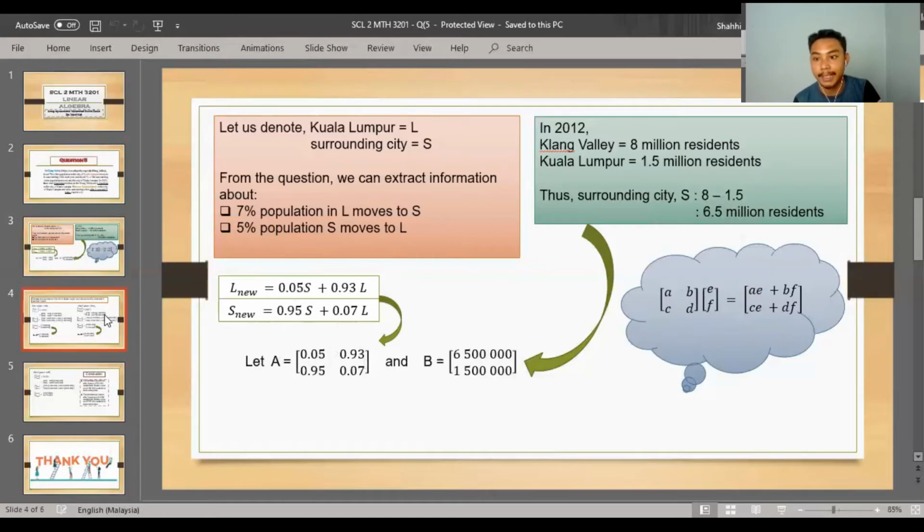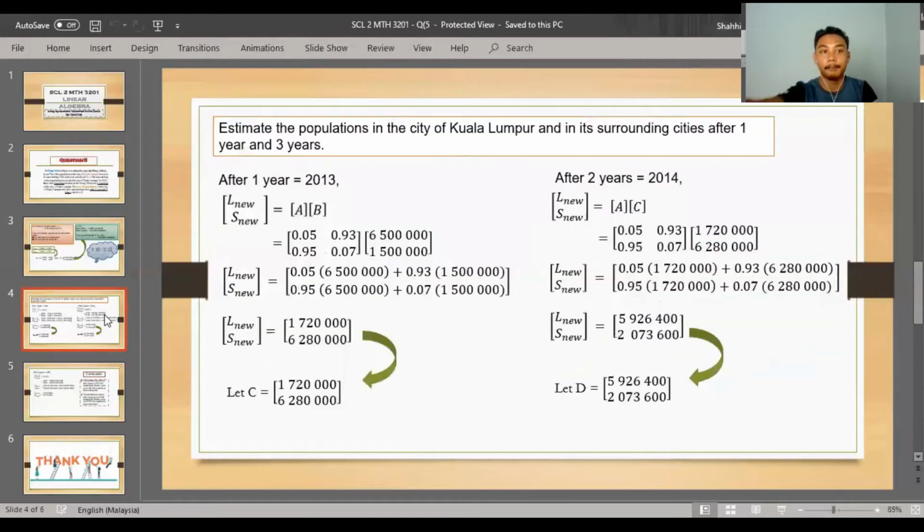So let's move to the next slides, which is this. As the question says, it requires us to estimate the population in Kuala Lumpur and its surrounding cities after 1 year and after 3 years. So first of all, since we have to find after 1 year and 3 years, we need to find it one by one, year by year. For the first one, of course, we have to find the population after 1 year first, which is 2013.